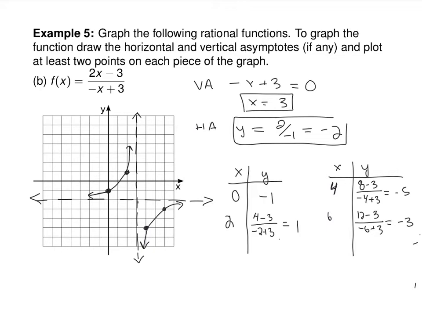But the basic idea is that when you have to graph a function, find the important features, and for rational functions, the important features are the asymptotes, and then plot some points. Does that idea make sense?